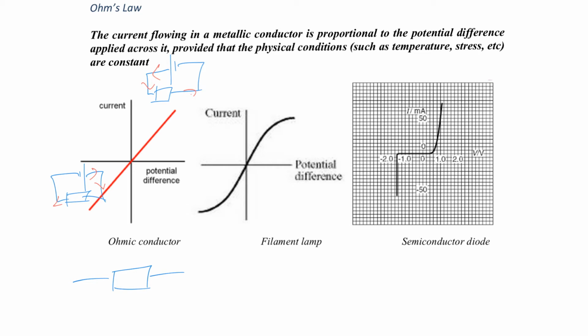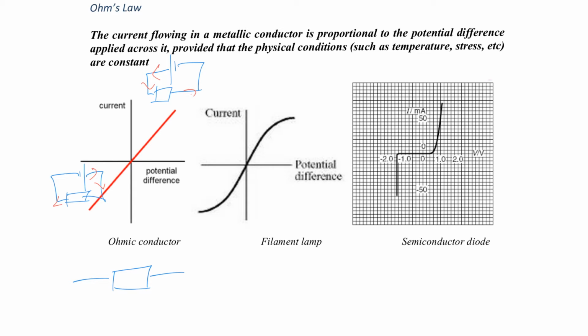Now, when you consider a filament lamp next, a filament lamp is the lamp that we use in the lab, which consists of a high resistance filament in the middle. When the current flows through, it becomes very hot. And because it is very hot, it glows. That's how it produces light. And for this type of filament lamp, the graph of IV is actually curving. So what does it mean? What does it tell you about the resistance?